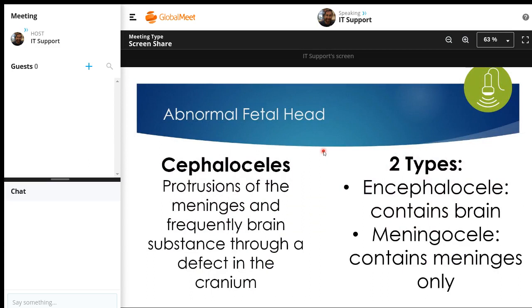All right, so we're going to talk about cephaloceles. Cephaloceles are protrusion of the meninges and frequently brain substance through a defect in the cranium. So this is central nervous system tissue protruding through a hole in the head. There are two types. There's an encephalocele, which contains brain, and then a meningocele, which only contains meninges.